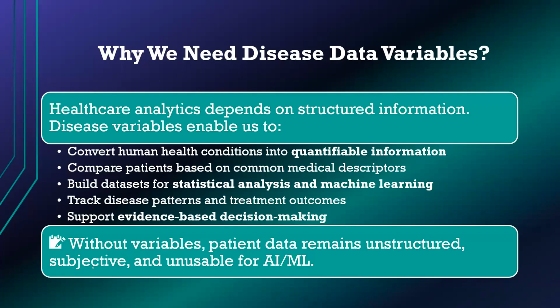In this process, we need to understand that human health conditions are required to be converted into quantifiable information, because in hospitals or clinics you will find information in a variety of forms. You have patient summaries, nursing notes, medication histories, and disease progression histories.